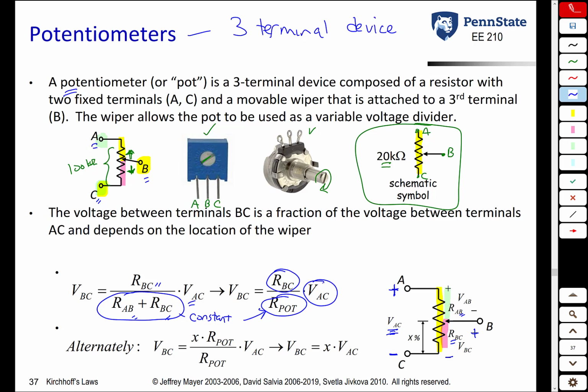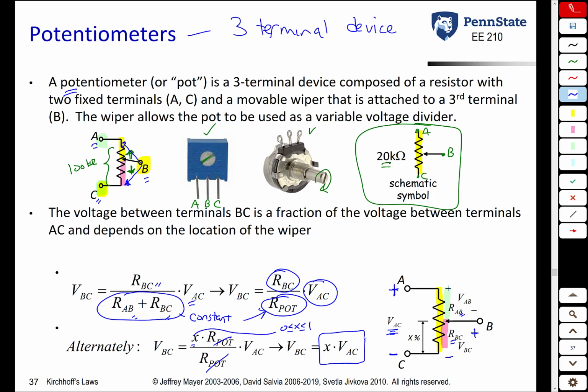Another way to think of it is you could have a variable x which varies between 0 and 1, think of that as a percentage. That is the percentage of the resistance that's between B and C. If the wiper blade is all the way on the bottom, it's going to be 0. If the wiper blade is at the top, it's going to be 1. So VBC is going to be X times R pot divided by R pot times VAC. And of course, these cancel, and you get this alternate expression that the voltage between terminals B and C is some proportion of the total voltage.